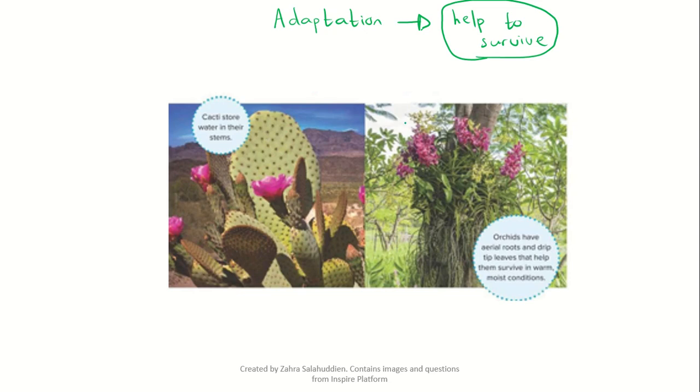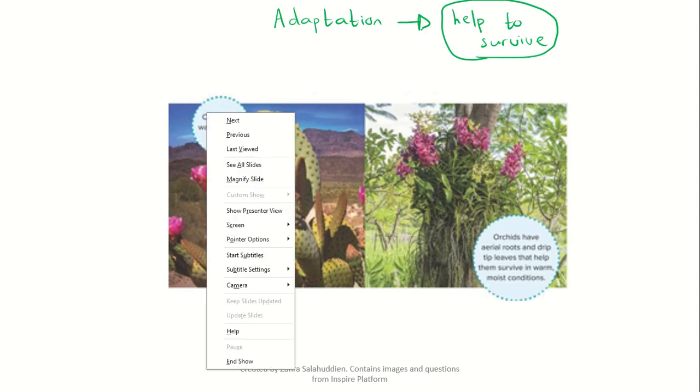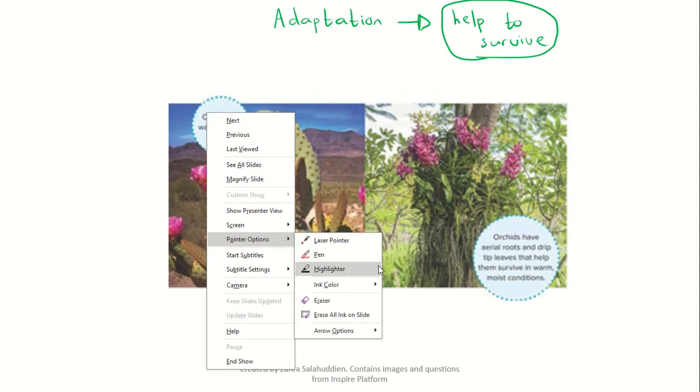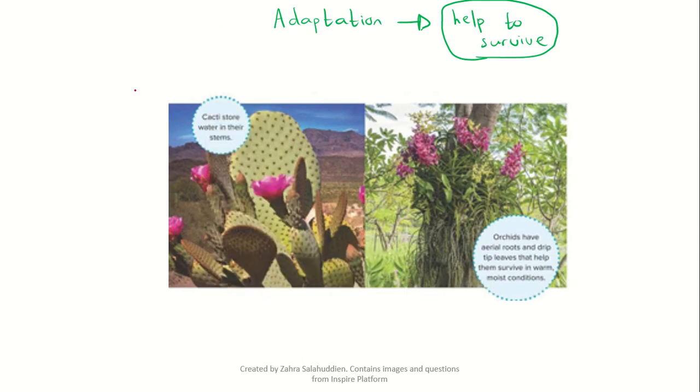So if we look at these 2 pictures, we can see that one plant is growing in a very hot and dry place, and the second plant is growing in a hot and wet place. So their environments are different, and that is why the structures on the plant are different. So in the first picture, we can see a cactus. You may see the word cactus or cacti. So I will write both. It's just a way to say one or many.